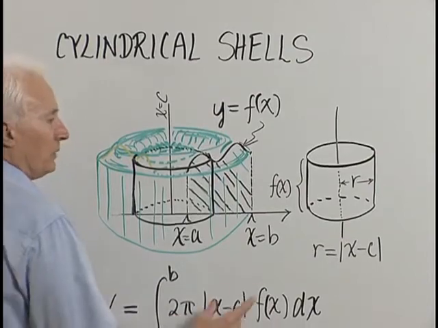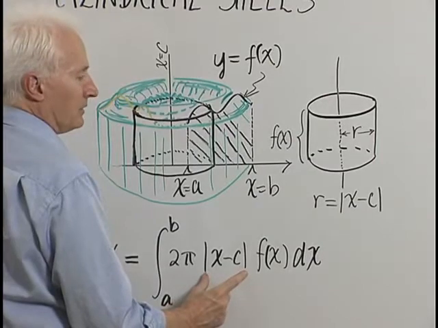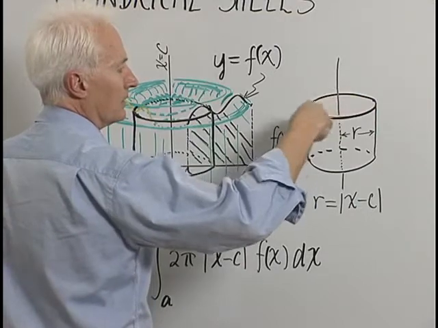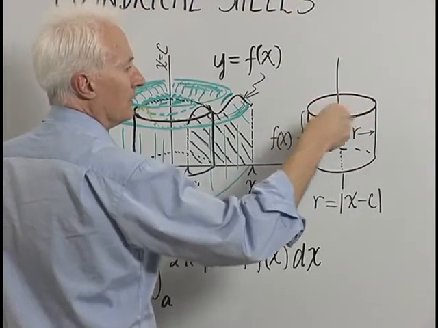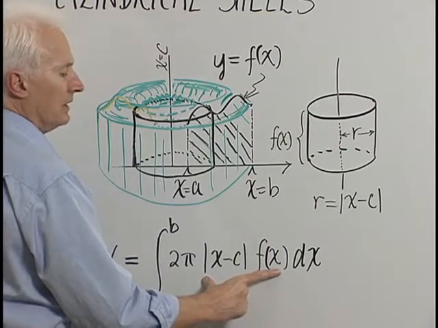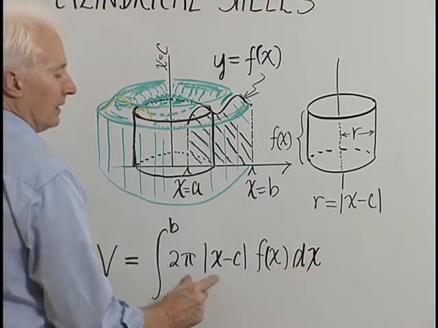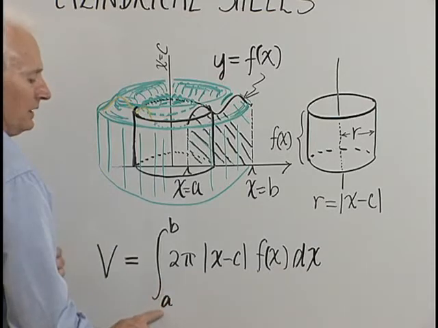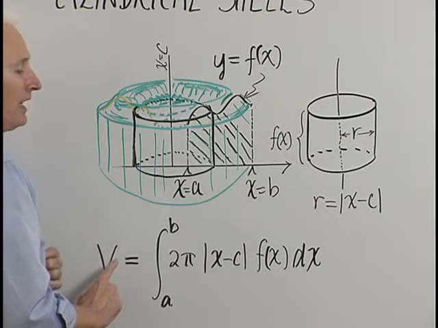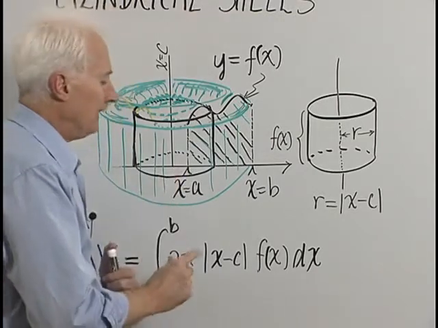So consequently, what would the volume of the shell be? 2 pi times the absolute value of x minus c, that's 2 pi r. That's the circumference of the cylindrical shell. If you multiply the circumference of a cylinder by its height, f of x in this case, what we then have is the area of the cylindrical shell, and then multiplying by its thickness, we get the little bit of volume that that shell has. And so integrating that from a to b all the way across gives us the total volume of that solid of revolution. Now, here's one thing to keep in mind.